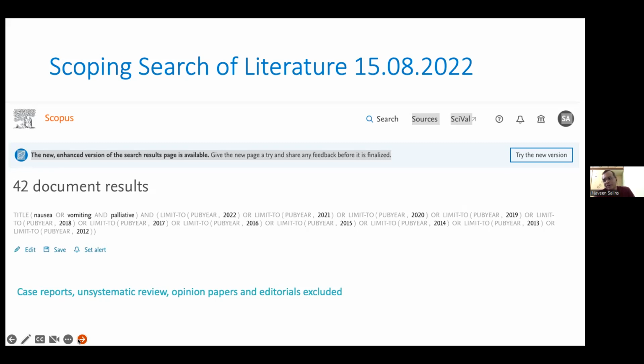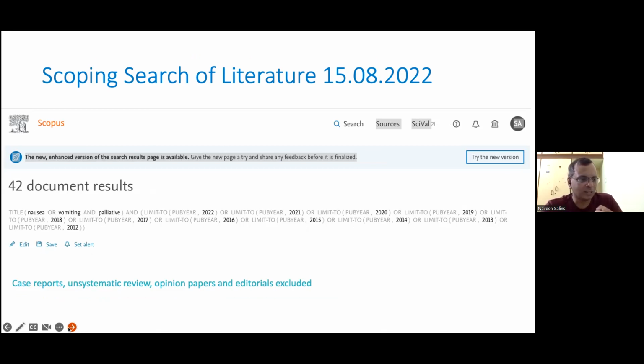So when I say evidence, I have excluded all these things: case reports, unsystematic reviews, opinion papers, and editorials. And I purely looked into what exists beyond this. And the number becomes much smaller than 42. So it also says that there's not much work done in the last 10 years, especially on nausea and vomiting in a palliative care setting. However, let's look into what work has been done.